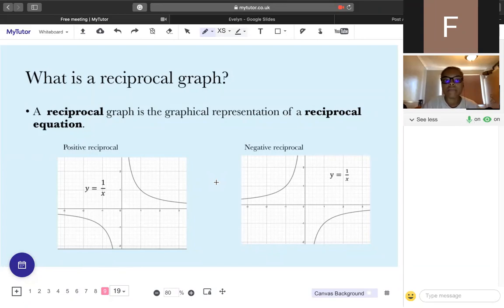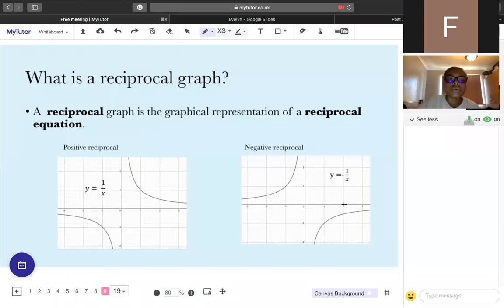Other alternatives could be something like y equals 2 over x, or y equals 50 over x, or even y equals minus 1 over x, which is this one over here. There should be a minus here. But they don't get any more complicated than that. So as long as you know what they look like, then you should be fine for your exam on reciprocal graphs. So a positive one, you have two curves.